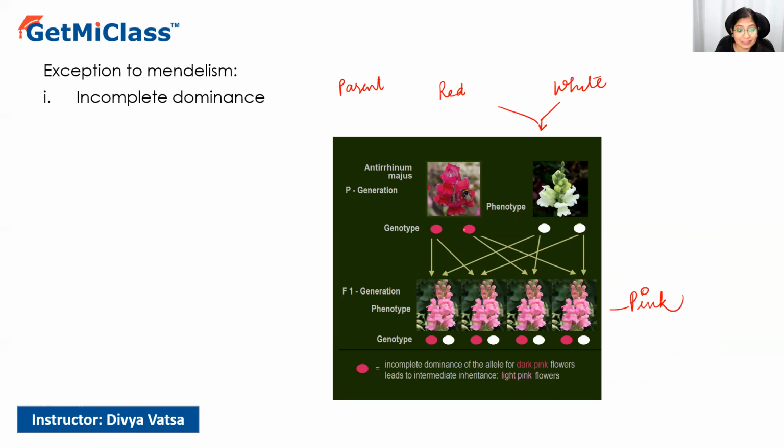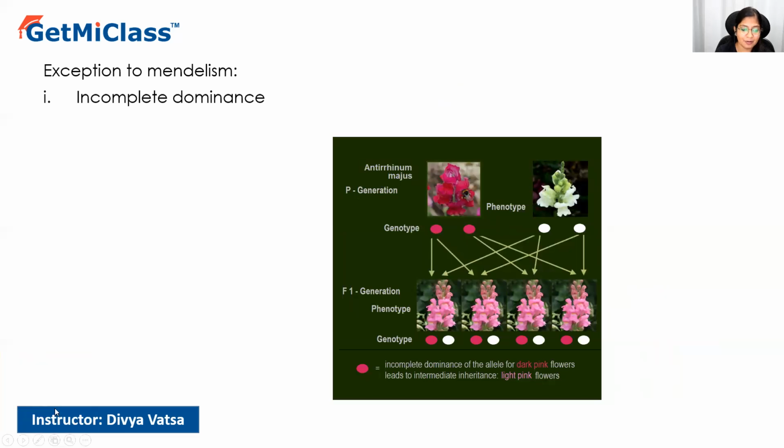That means both of them were incompletely present. Even the red was incomplete, the white was incomplete. That's why neither was fully dominant. Red was also slightly dominant, white was also slightly dominant, hence incomplete dominance. So this is one exception to Mendelism.